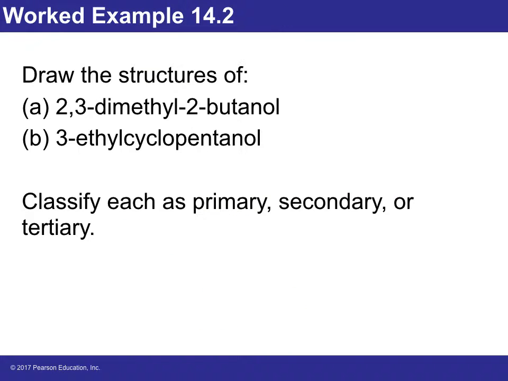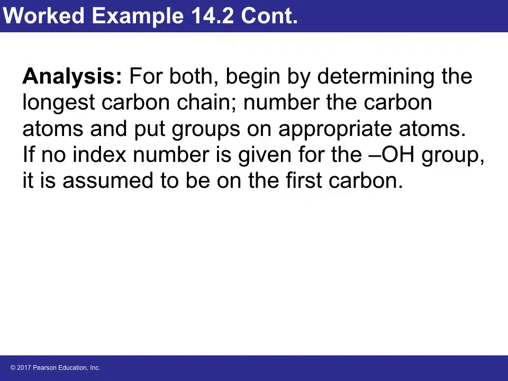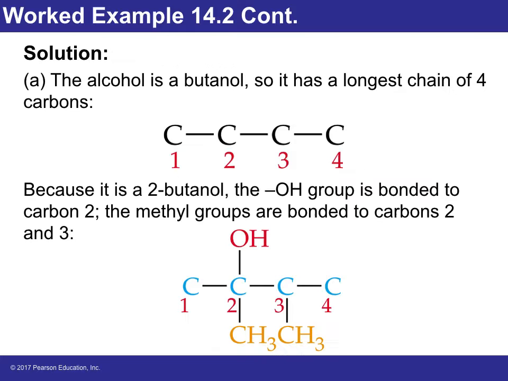Another example I would like you to start and work on is example 14.2. Draw the structure of 2,3-dimethyl-2-butanol and then 3-ethyl-cyclopentanol, and be able to classify them as primary, secondary, or tertiary. So same thing. Start with the longest carbon chain, number the carbon atoms, and give them in an order where the index number given for the OH group is the lowest number.